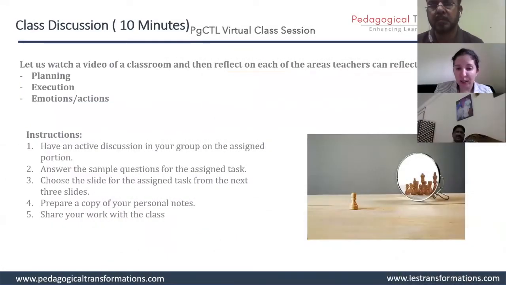In order to understand this concept better, we're going to watch a video. We're going to be divided into groups. As yesterday I introduced the breakout rooms, today we are going to use that.